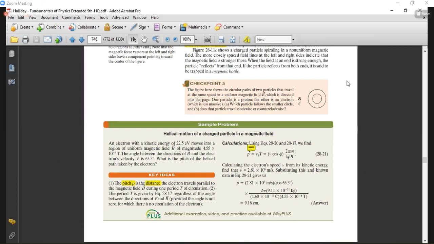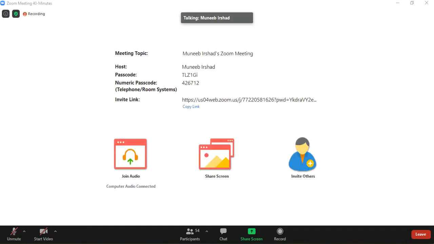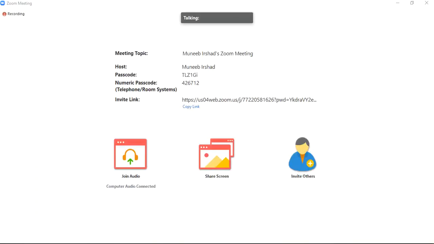ठीक है. अब उसमें क्या है आपके पास बेटा कि 10⁻⁴ Tesla, the angle between the directions of B and the electron's velocity is 65.5 degrees. What is the pitch of the helical path taken by the electron? अब pitch से क्या मुराद है बेटा? पिच किसे कहते हैं आप?